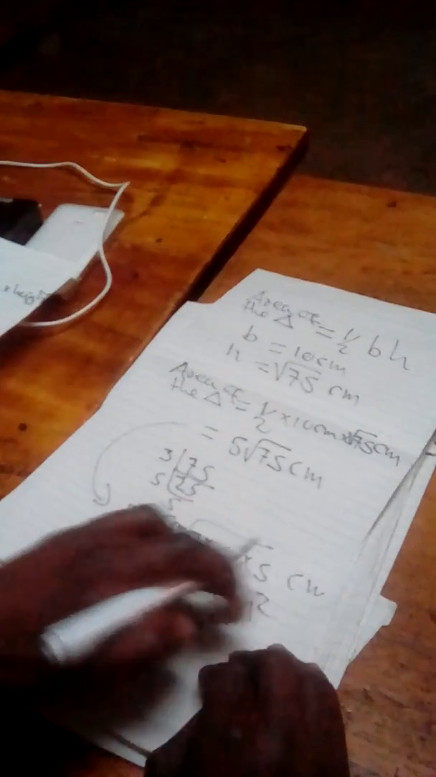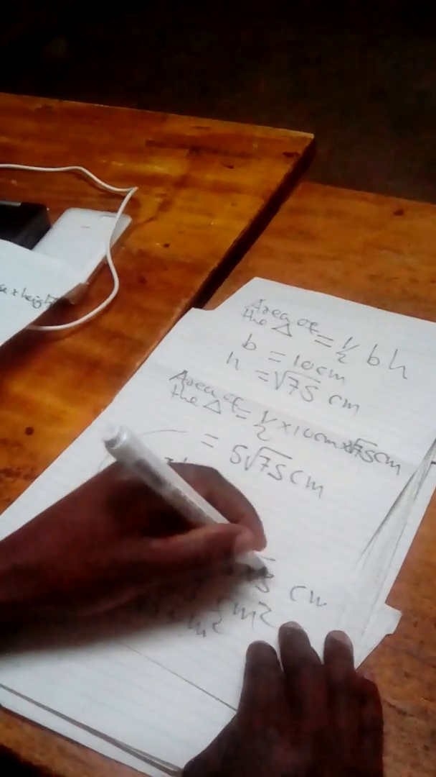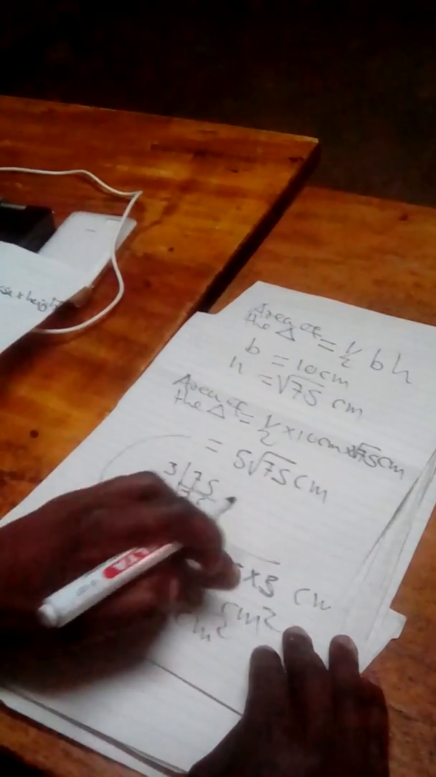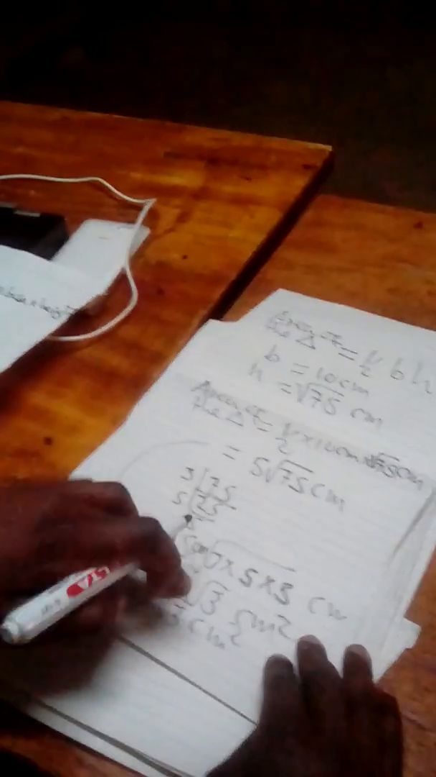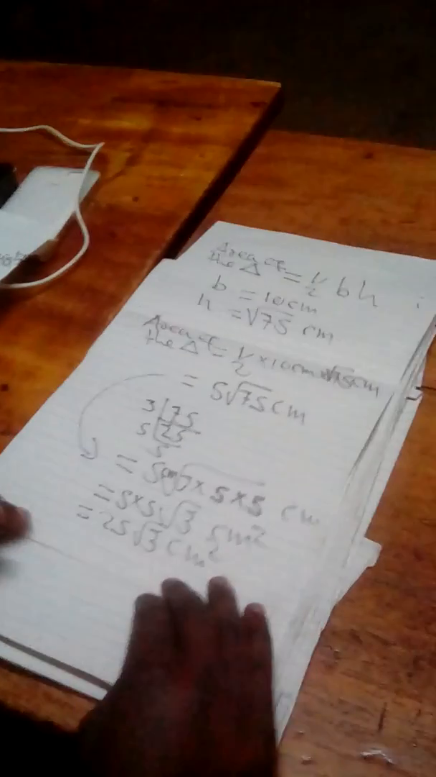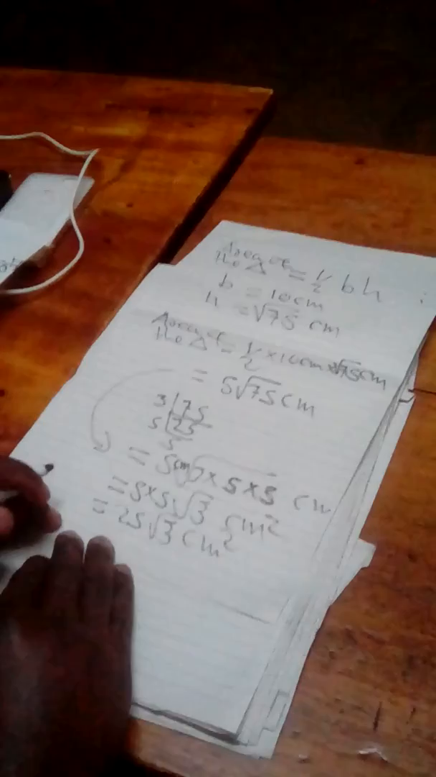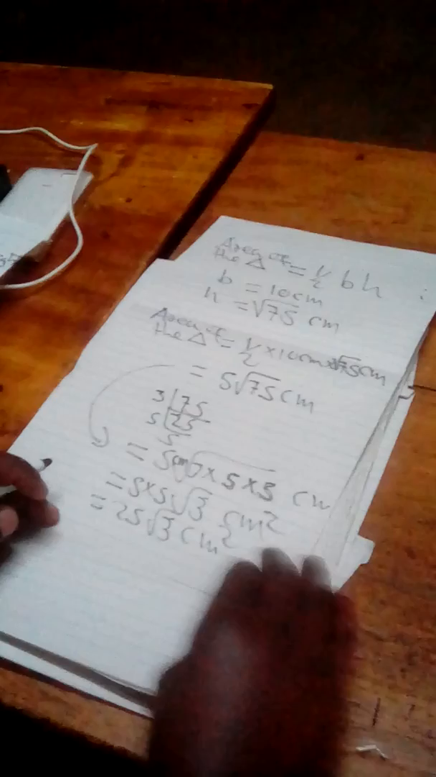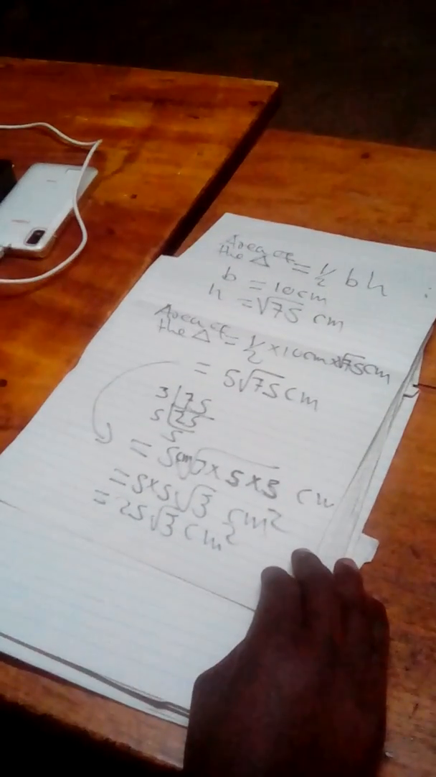We have centimeter here and centimeter here, that's why we have centimeters squared here. And when you simplify numbers under radical signs, if the index is 2 and you have 2 equal factors, you get 1 factor. That's why we have 5 here. So the area of the triangle is 25 square root of 3 centimeters squared.